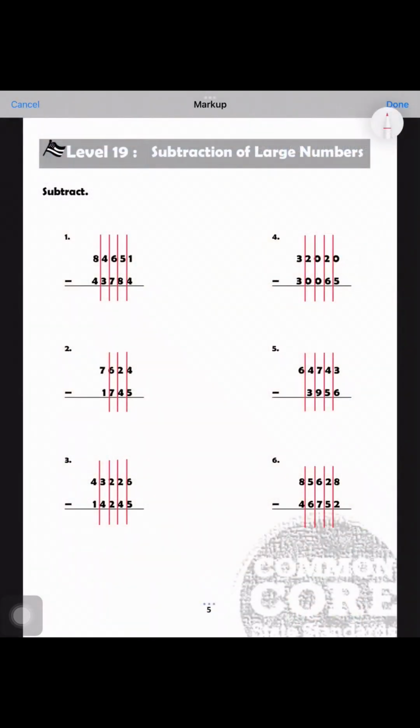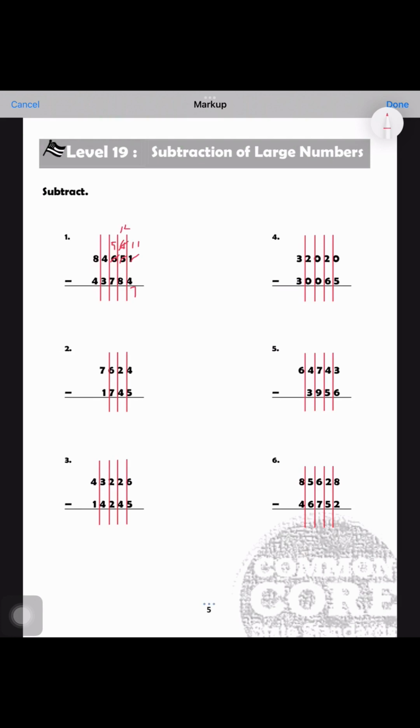Page 5. Question 1. So in the ones place, we can see that it's not enough to do subtraction, so we regroup 1 ten to 10 ones. And 10 plus 1 equals 11. 11 minus 4 equals 7. And in the tens place, 4 is not enough to minus 8, so we regroup 100 to 10 tens. 14 minus 8 equals 6.